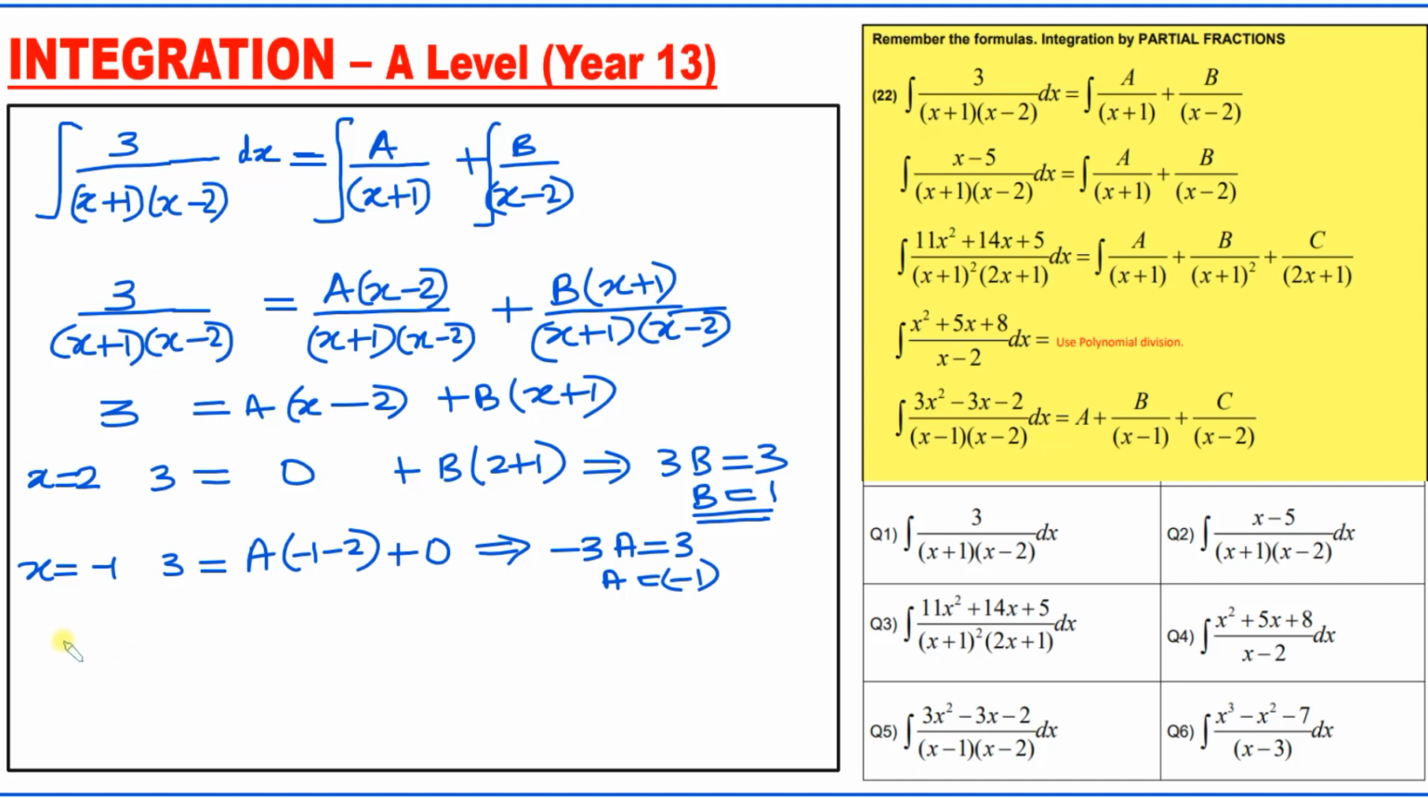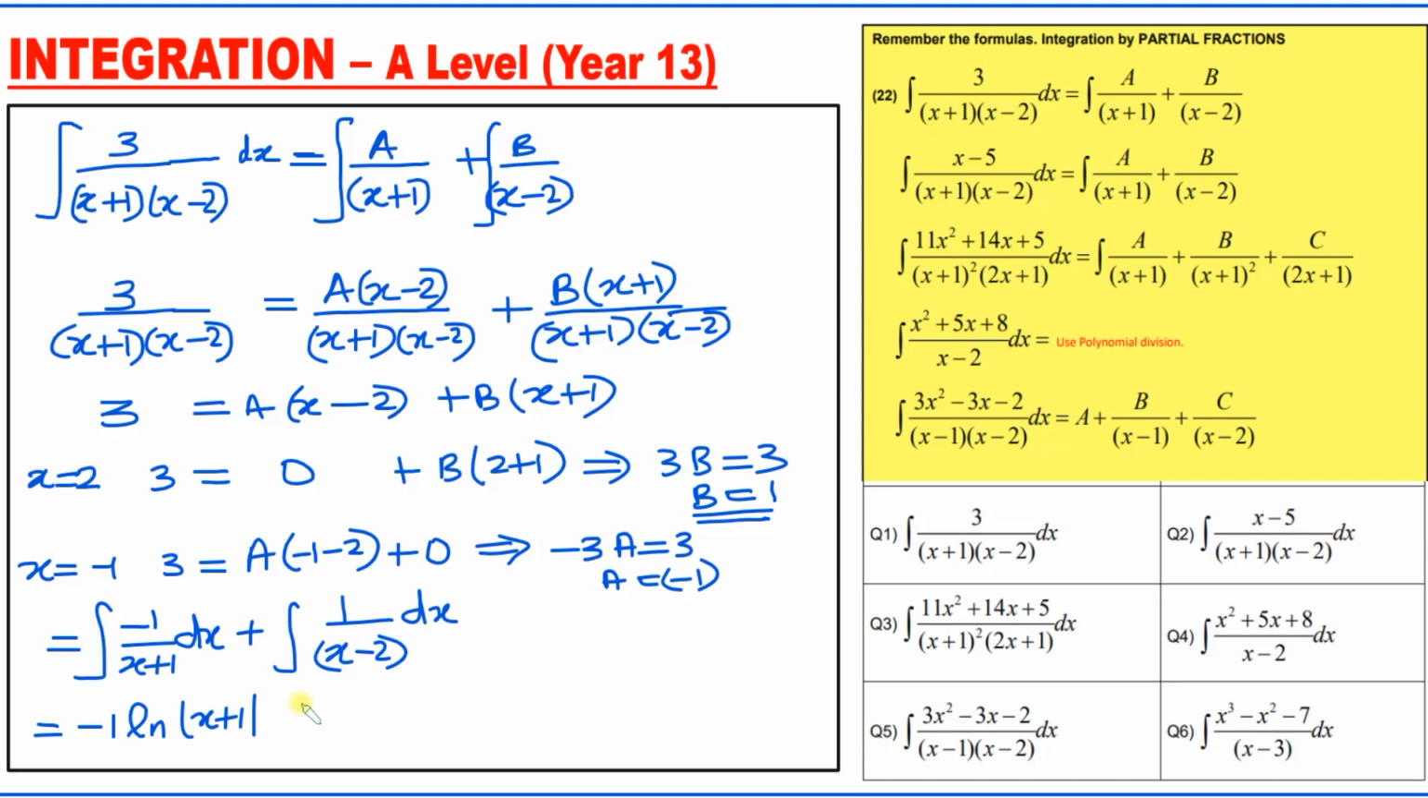So now, integrating A, we found minus 1 over x plus 1 dx, plus B, which we also found, integrating 1 over x minus 2 dx. Now we are going to do the integration. The integration gives the answer minus 1 as a constant, ln of (x plus 1), plus ln of (x minus 2), plus c. And that is the answer.